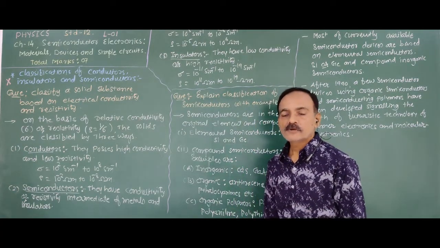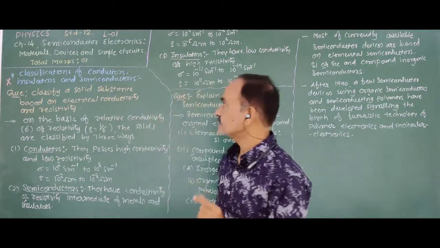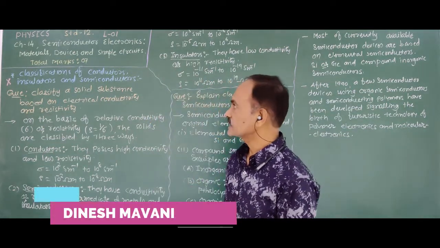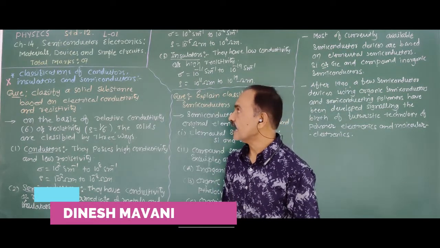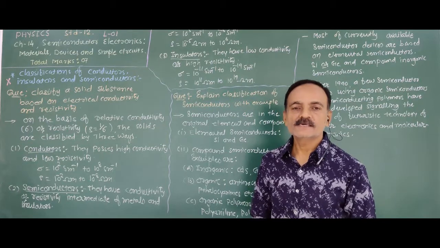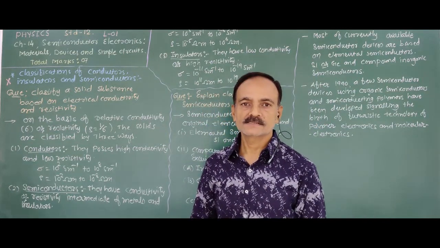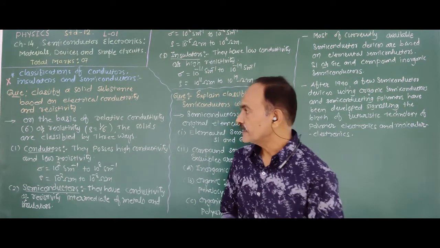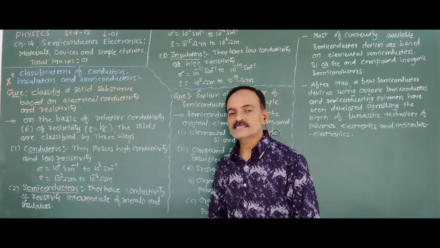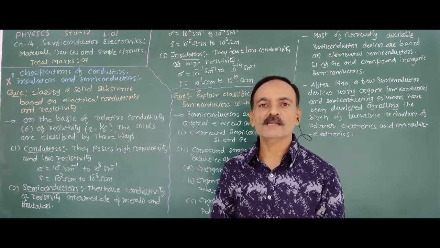Friends, today we are going to start our discussion about electronics, that means semiconductor electronics: materials, devices and simple circuits. The weightage of this chapter in the board exam is 7 marks. Some portions have been cancelled by the board, but here the classification of material is important.